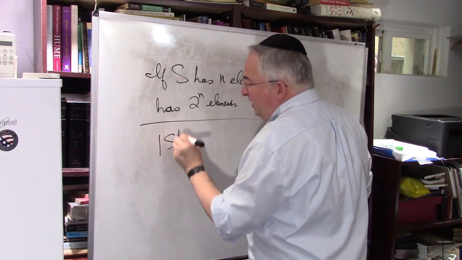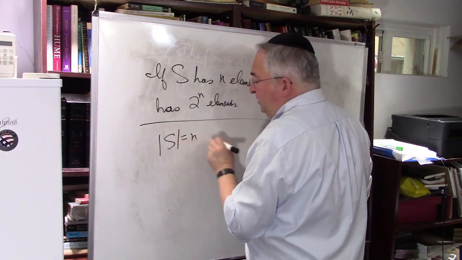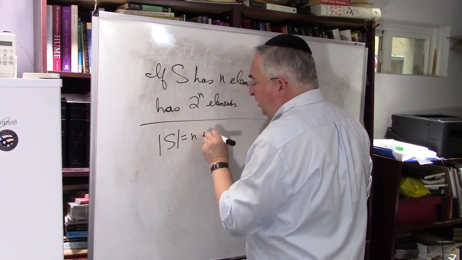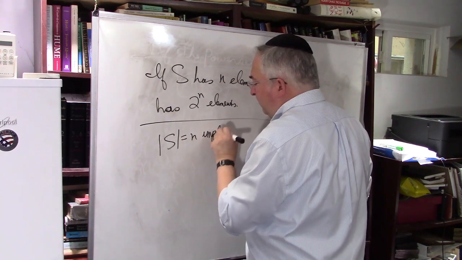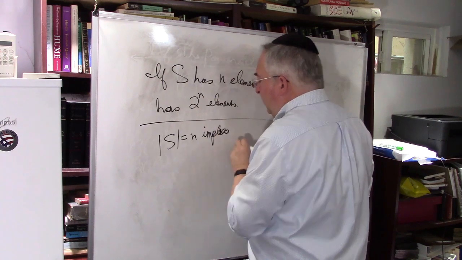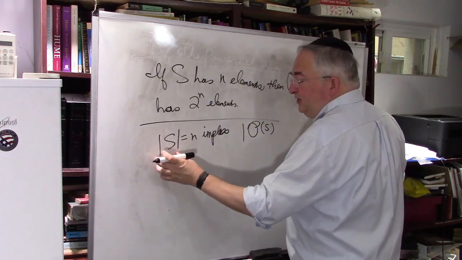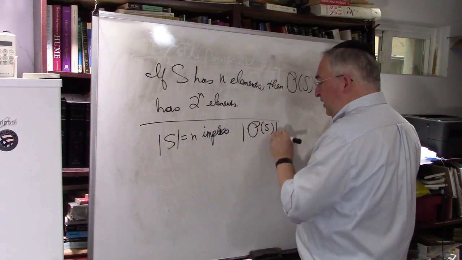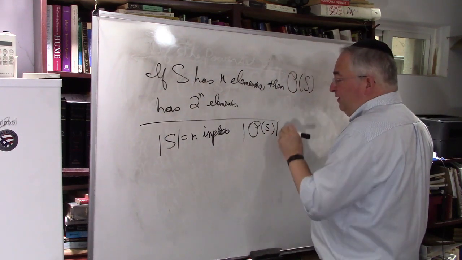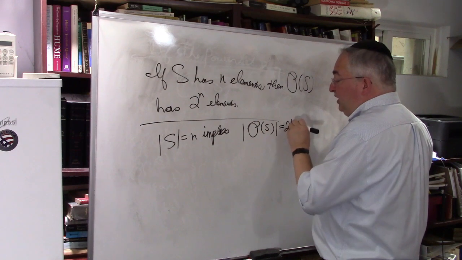If S has n elements, that implies that the power set of S, where this means the number of elements of the set, the power set of the set has 2 to the n elements.